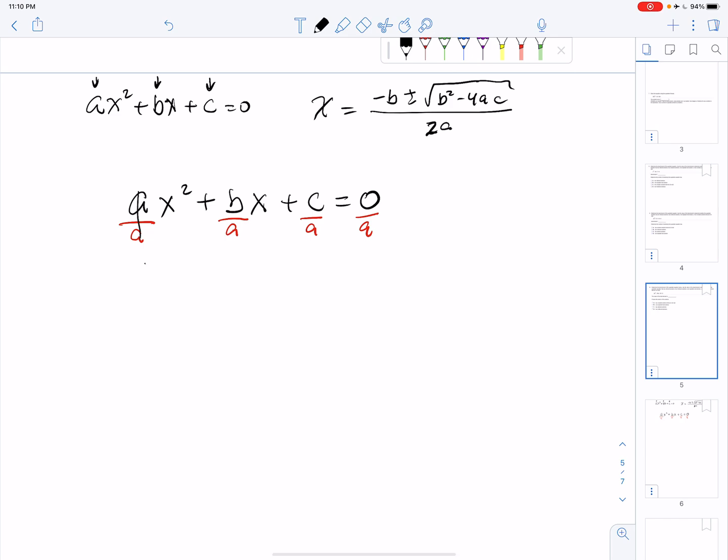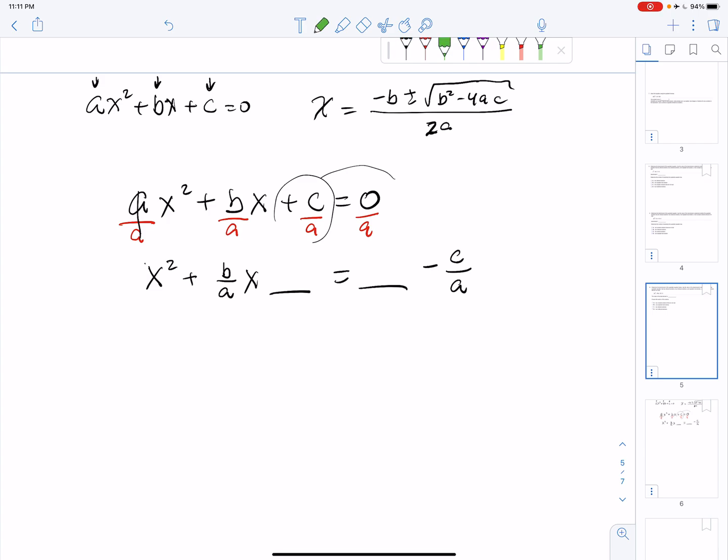Well, that, of course, cancels down to 1 or reduces to 1. We get x squared plus b over a x. I'm going to subtract this on both sides, okay, which is going to give me a negative c over a on the right side. I'm going to leave a space because what do I need to do? I need to complete the square like we did in the last section.